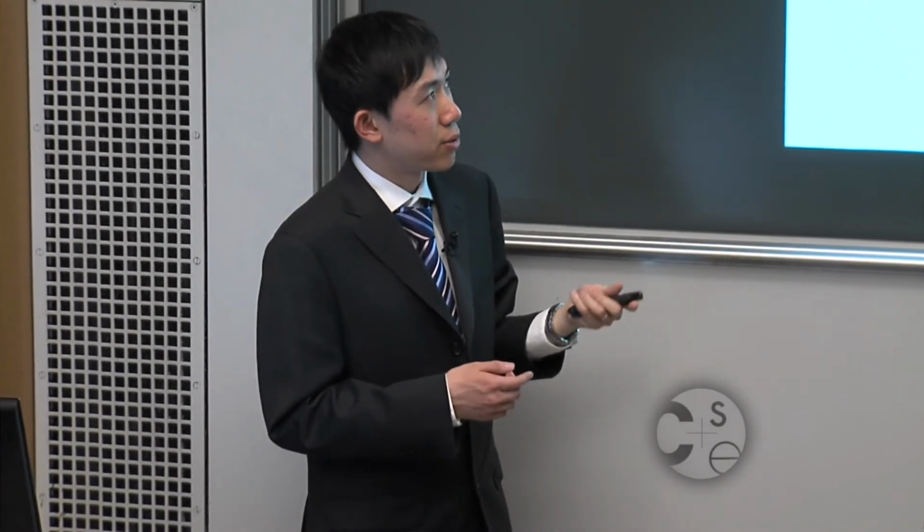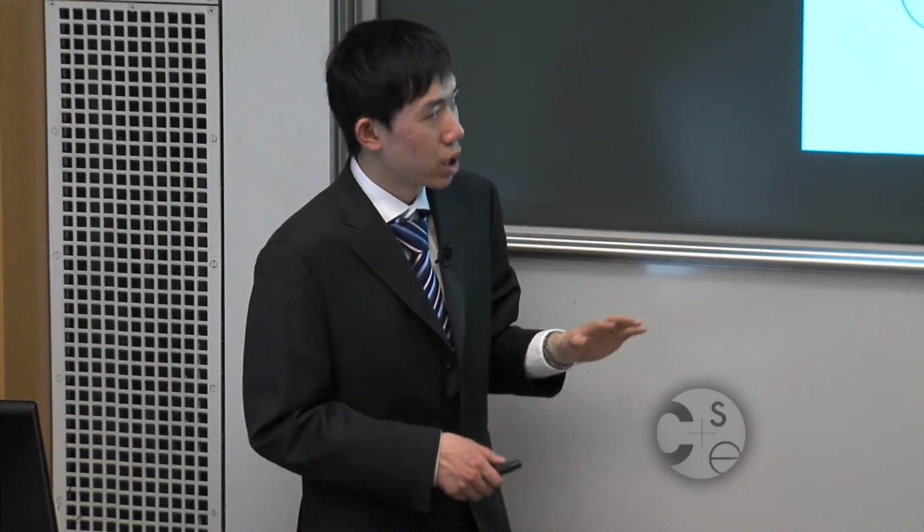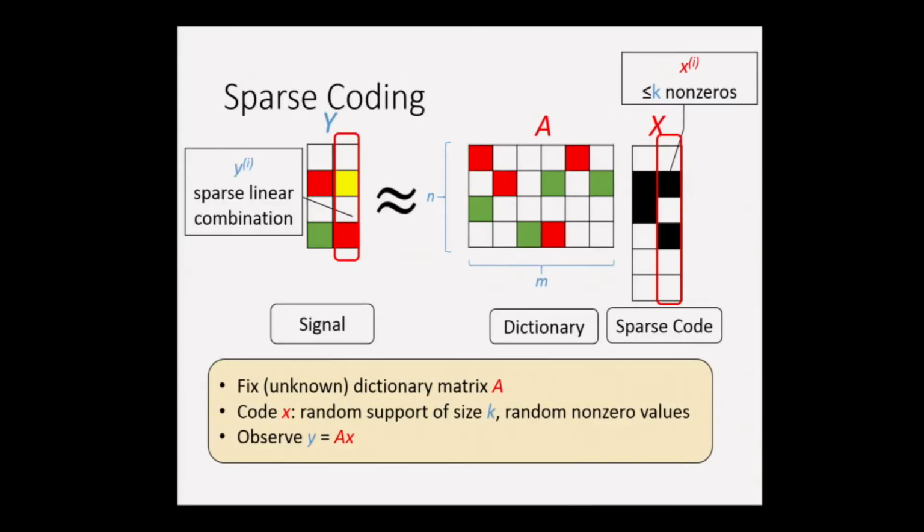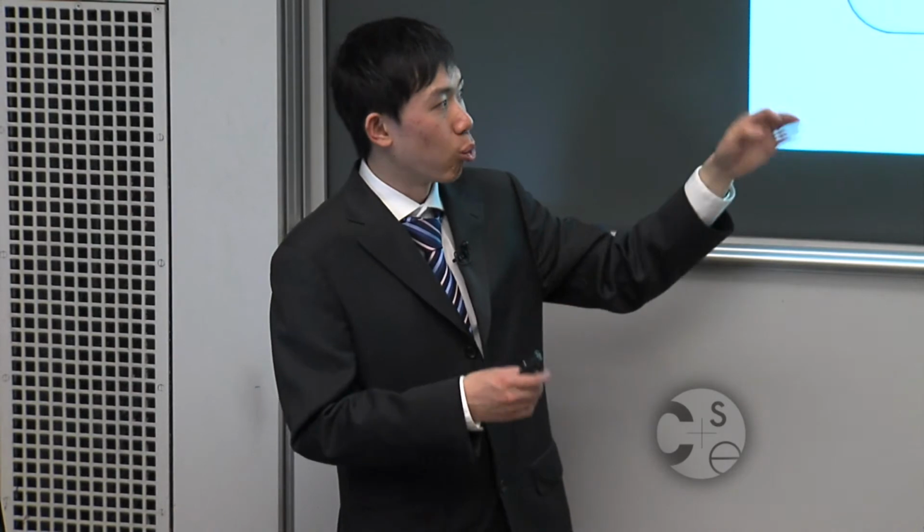So the problem of sparse coding is just a problem where we have this unknown dictionary matrix A. Every time we generate a sample by first randomly selecting a sparse code X. And then what we observe is the product of this dictionary matrix A and the sparse code. So everything that we observe are sparse linear combinations of the dictionary elements. Given a lot of these observations, our goal is to find out what this unknown dictionary matrix is and what these unknown sparse combinations are.